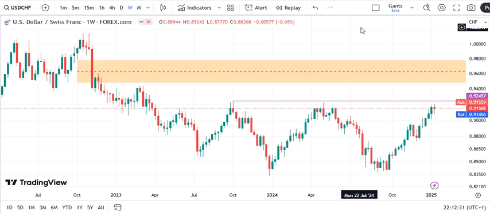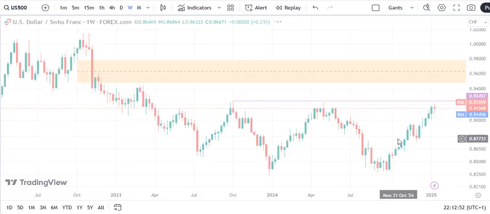And then for USD CHF, we have the Swissy. We have these relatively equal highs as well. We want to see price poke above it. Ultimately, this is where I want to see it get to between now and June. This is where I'm expecting price to get to between now and June.